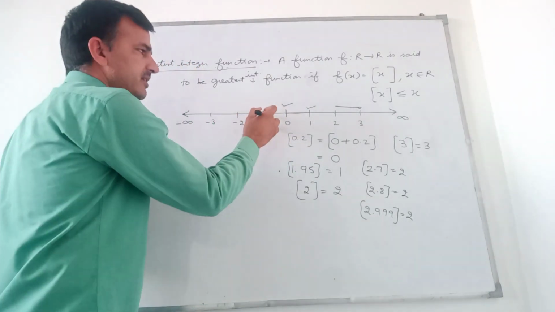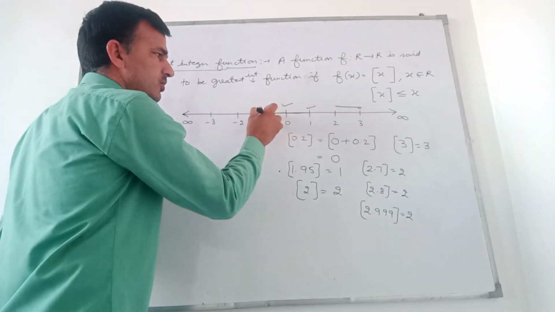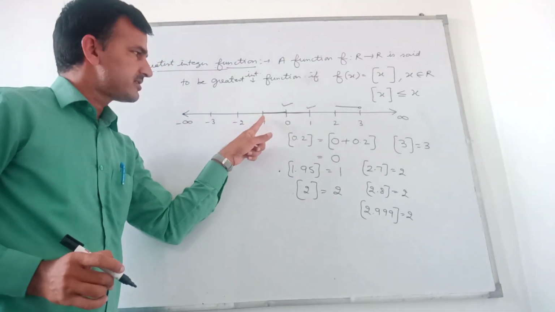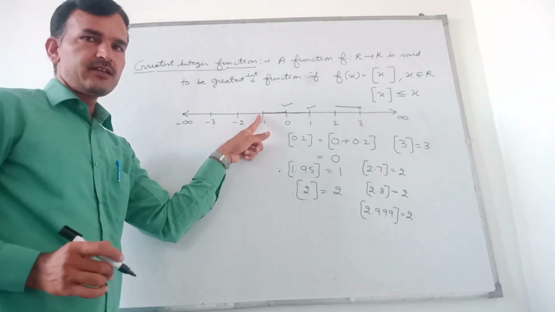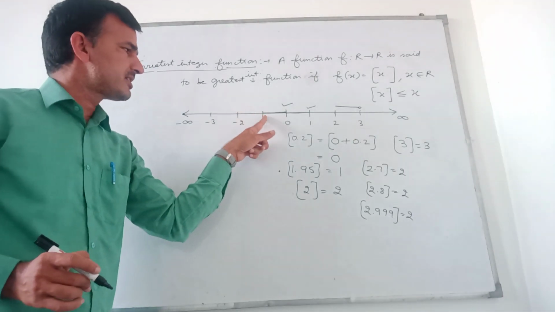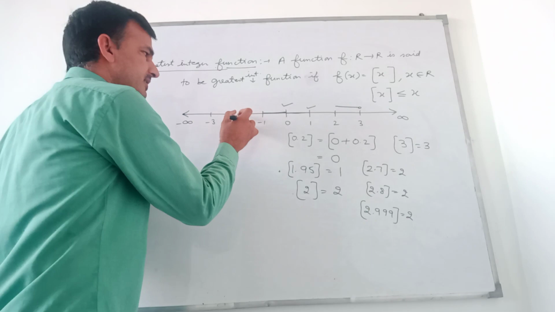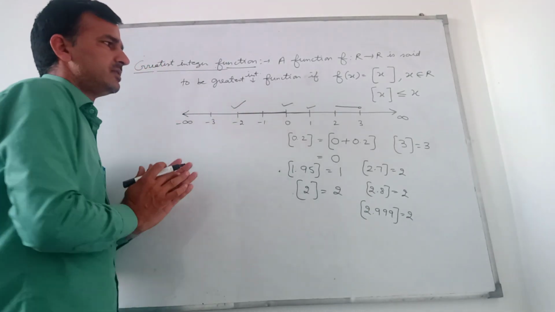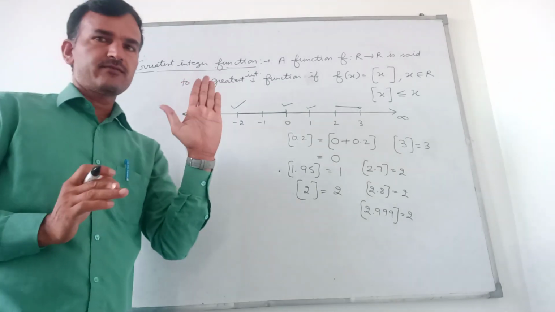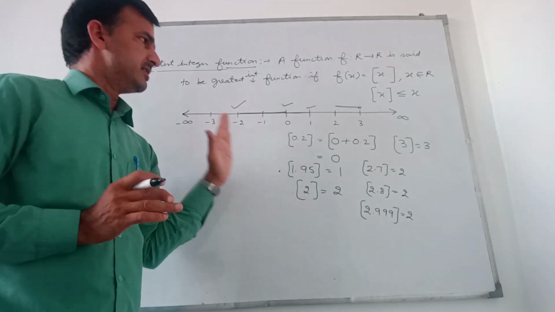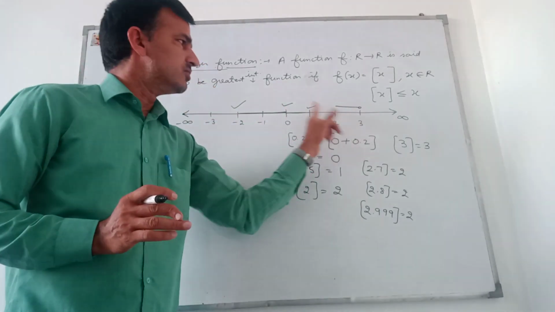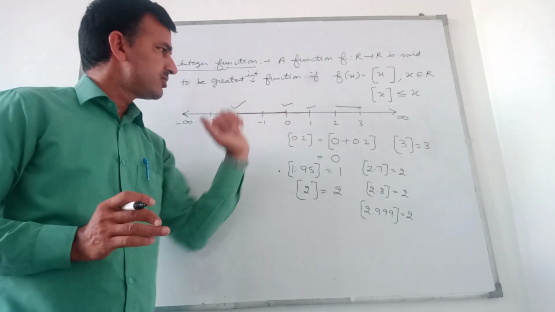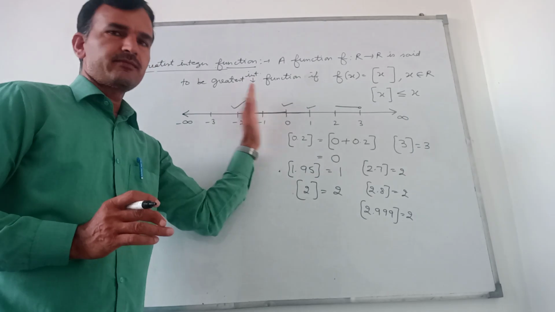Now any number that lies between -1 and 0, then greatest integer is -1. Any number between -2 and -1, greatest integer is -2, because we take the value to the left hand side. For 2 to 3 take 2, for 1 to 2 take 1, from 0 to 1 take 0, from -1 to 0 take -1.